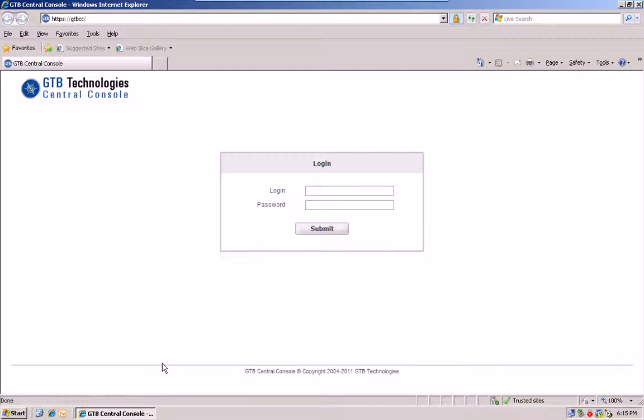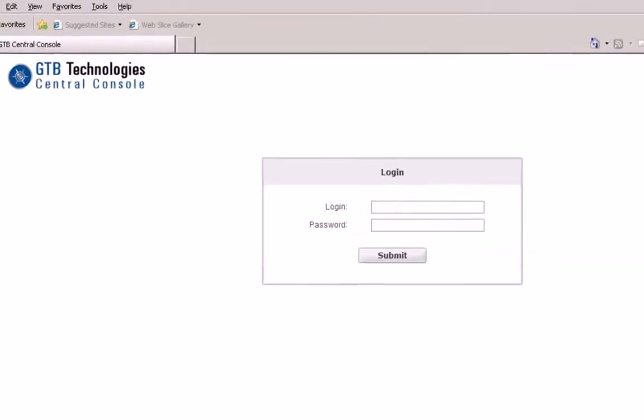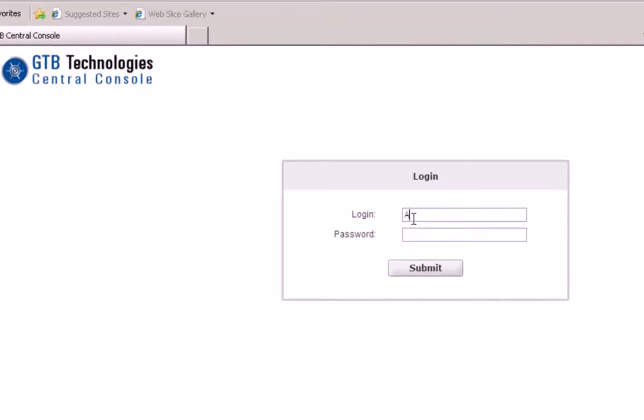For DLP, we will be using the best in its class GTB Technology DLP system, and for IRM we will be using Seclore Technologies. What we are going to show you in this demo is how the GTB DLP system can scan and classify confidential information in documents and then apply the appropriate IRM policy to it. So let's begin by logging into the GTB DLP system.